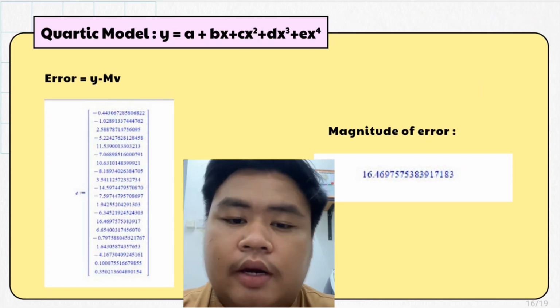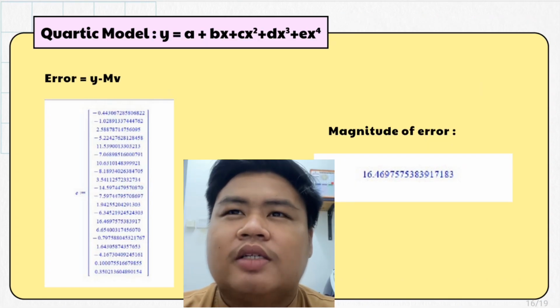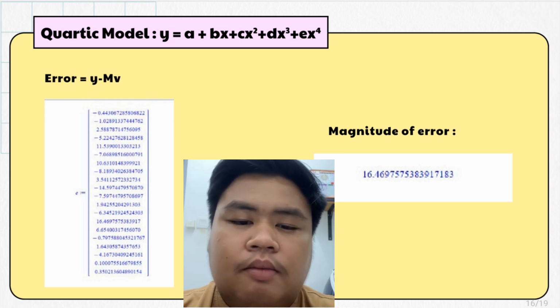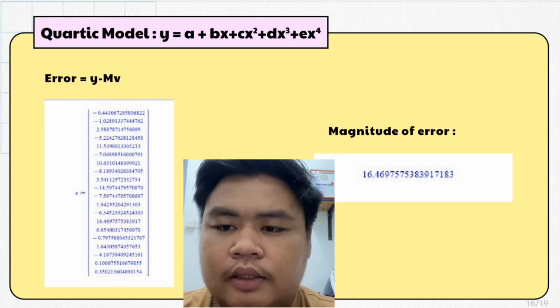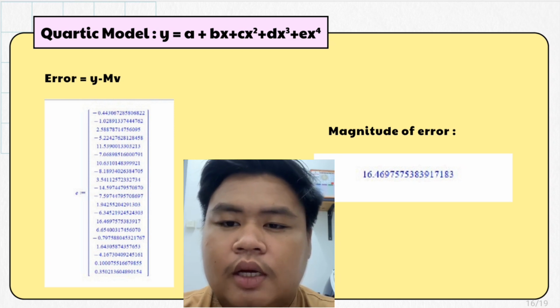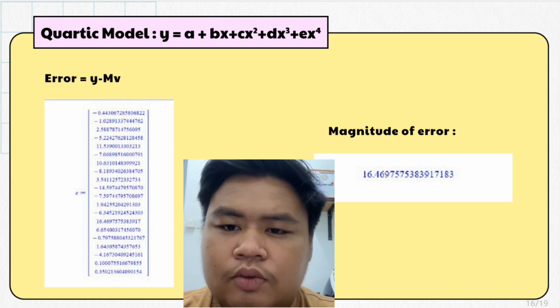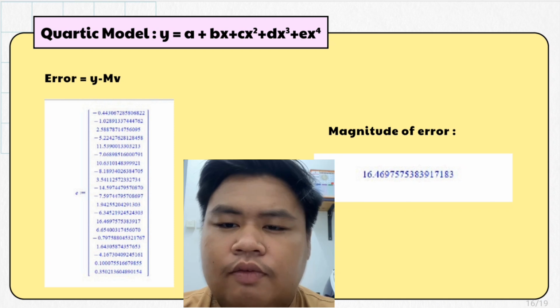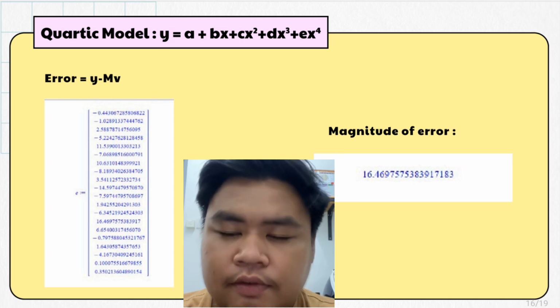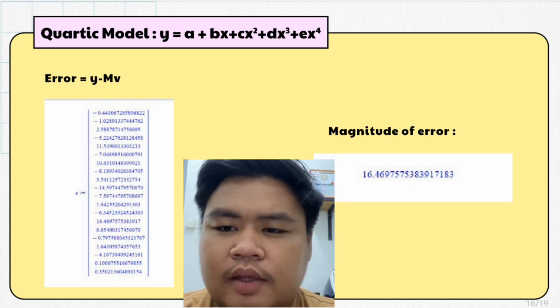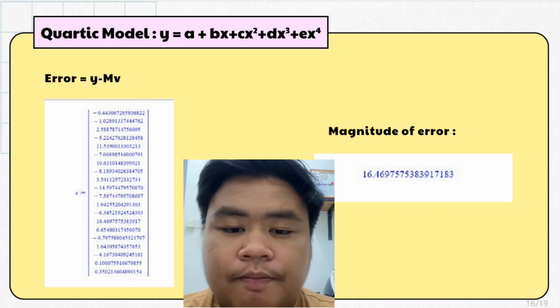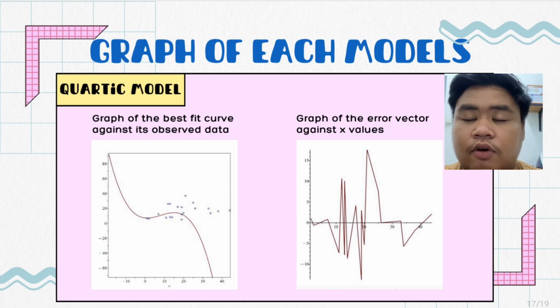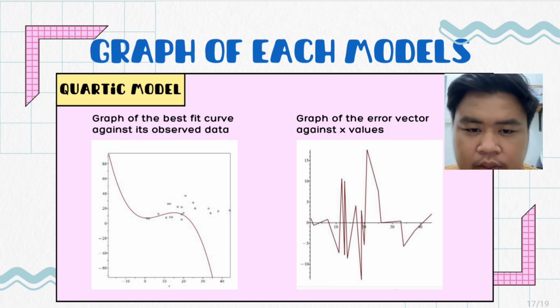Next is the magnitude of error. We use y minus Mv to get the magnitude of error, and the magnitude of error E is equal to 16.4697575383917183. These are the graphs for the best fit curve and the error vector.